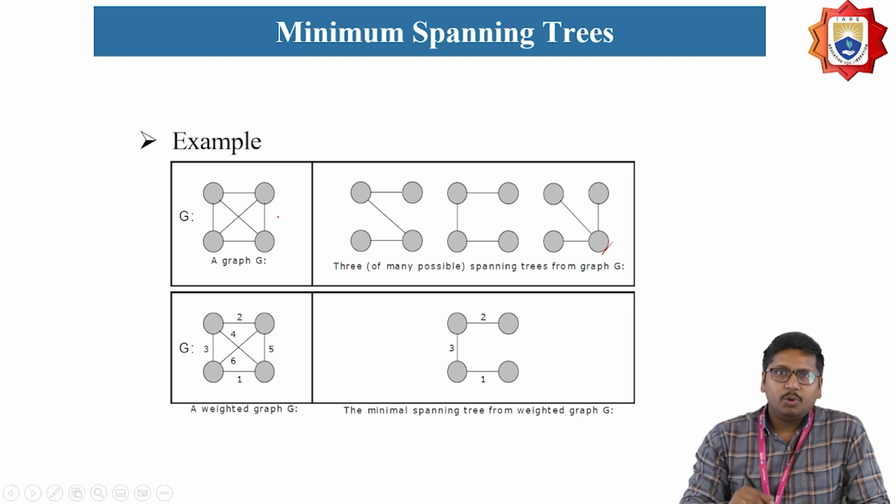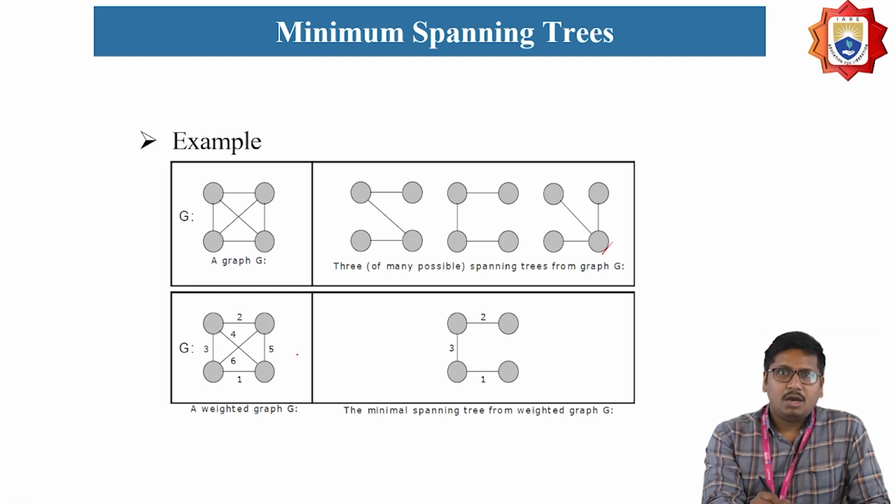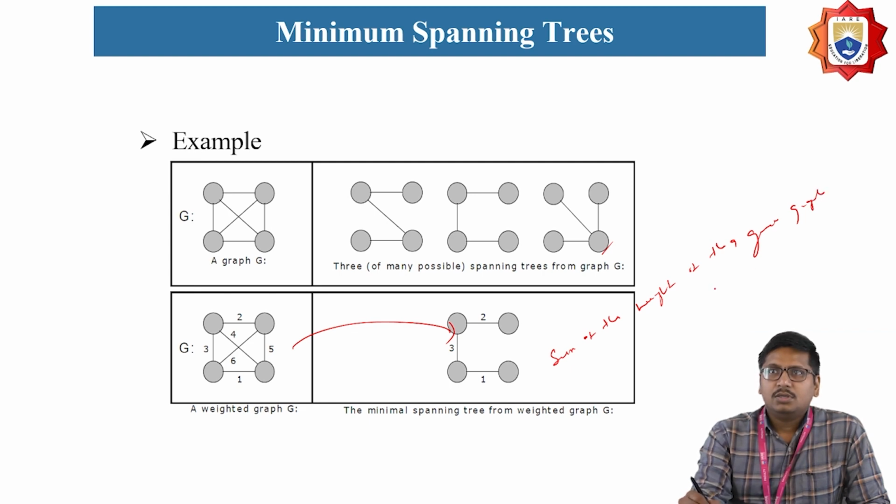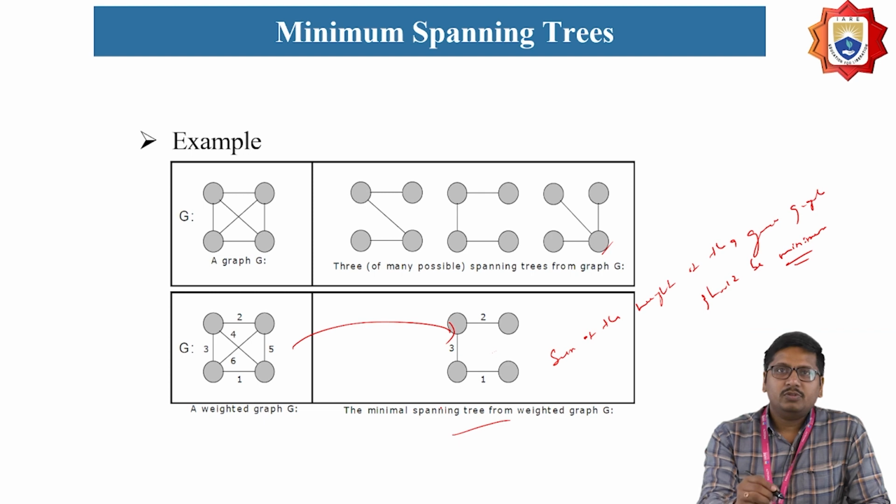Next, if I have weights like this, I have to find the spanning tree in such a way that the sum of the weights of the given graph should be minimum. Then only can I say this is the minimum spanning tree, the minimum weight spanning tree. So the minimum spanning tree of the graph is obtained where the sum of all the weights is the minimum one.